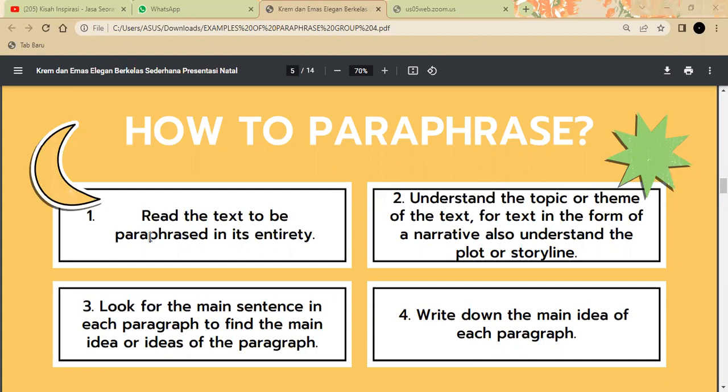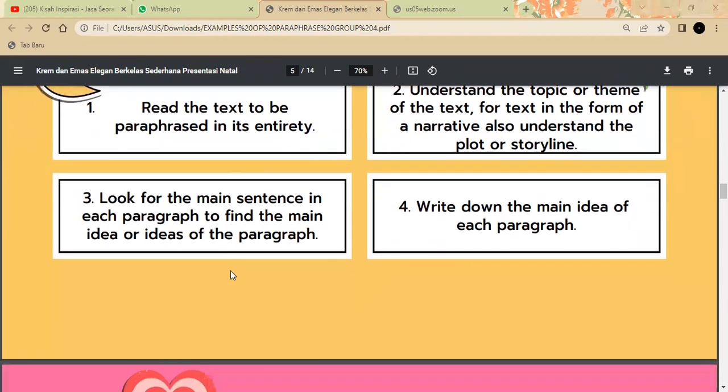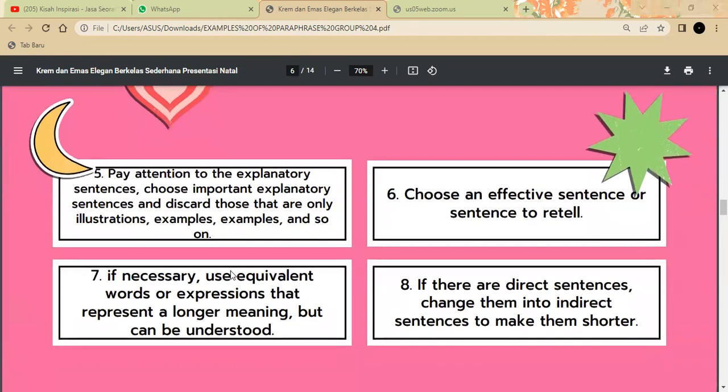3. Look for the main sentence in each paragraph to find the meaning or idea of the paragraph. 4. Write down the main idea of each paragraph. 5. Pay attention to the explanatory sentences. Choose important explanatory sentences and discard those that are only illustrations, examples, and so on. 6. Choose an effective sentence or sentences to retell.